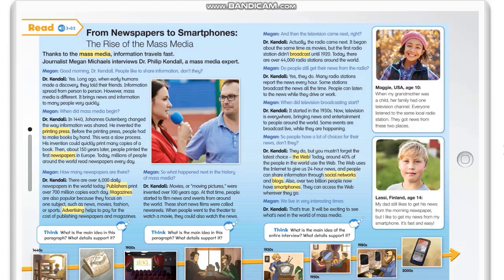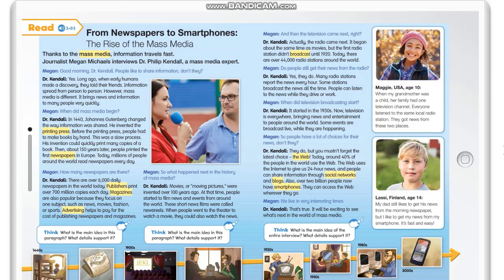In 1440, Johannes Gutenberg changed the way information was shared. He invented the printing press. Before the printing press, people had to make books by hand. This was a slow process. His invention could quickly print many copies of a book. Then, about 150 years later, people printed the first newspapers in Europe. Today, millions of people around the world read newspapers every day.